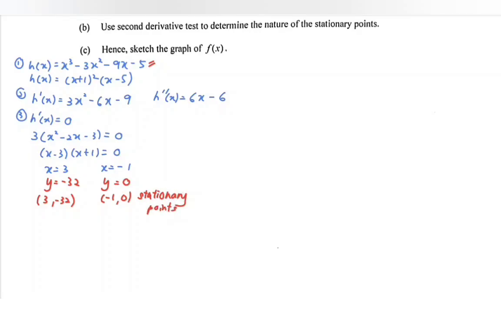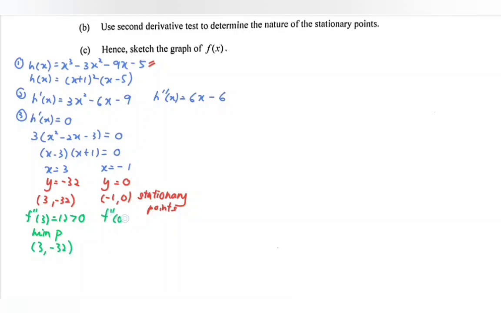So that is the situation. Next is to test by using the second derivative, or we have f double prime. So if we substitute the x with the 3, 12, which is greater than 0, so it is the minimum point. So the minimum point would be 3, negative 32.